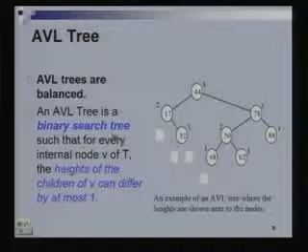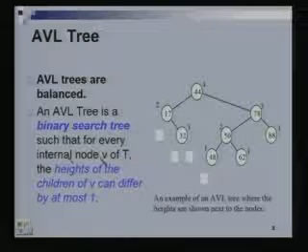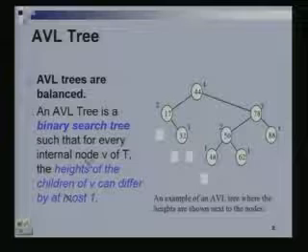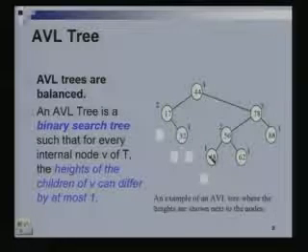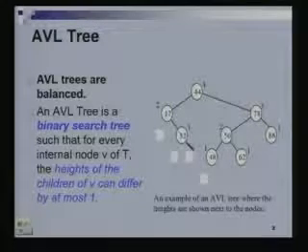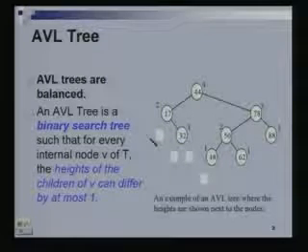It's a binary search tree, so there are two properties. It has to be a binary search tree, and for every internal node of the tree, the heights of the children differ by at most 1. Why have I said internal? Well, for a leaf node, it has no children, so it doesn't make any sense to talk of the height of the children. For this node, the right subtree has height 1, and since the left subtree is missing, we call it height 0.